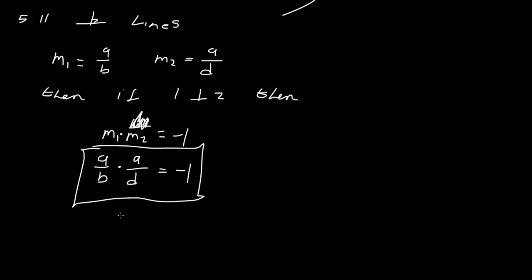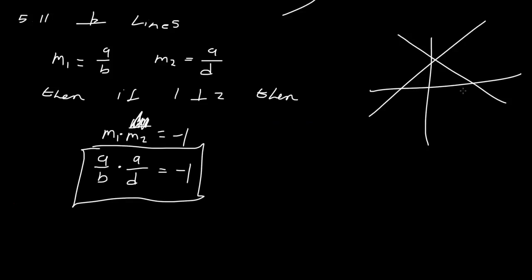So here they give an example. Let me just draw some perpendicular lines so you can see. There's your straight line, and if those are perpendicular, m1 times m2 is equal to negative 1. So then they give an example here.